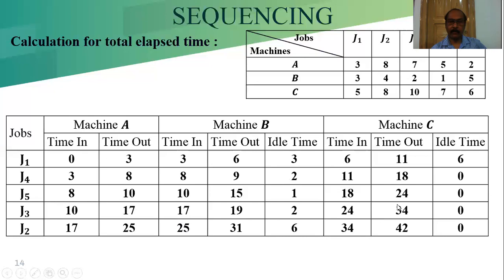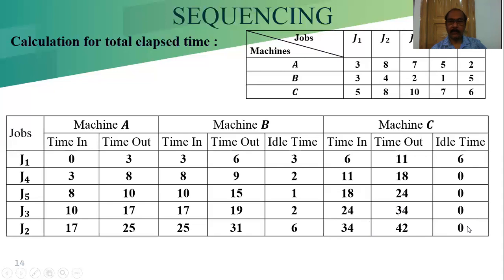Now, entering time, see here. Completion of the J3 in the machine C, the time out is 34. So J2 will start in the machine C at 34, and the duration is 8. So 34 plus 8 hours is 42 hours. So there is no idle, 34 minus 34 is 0.